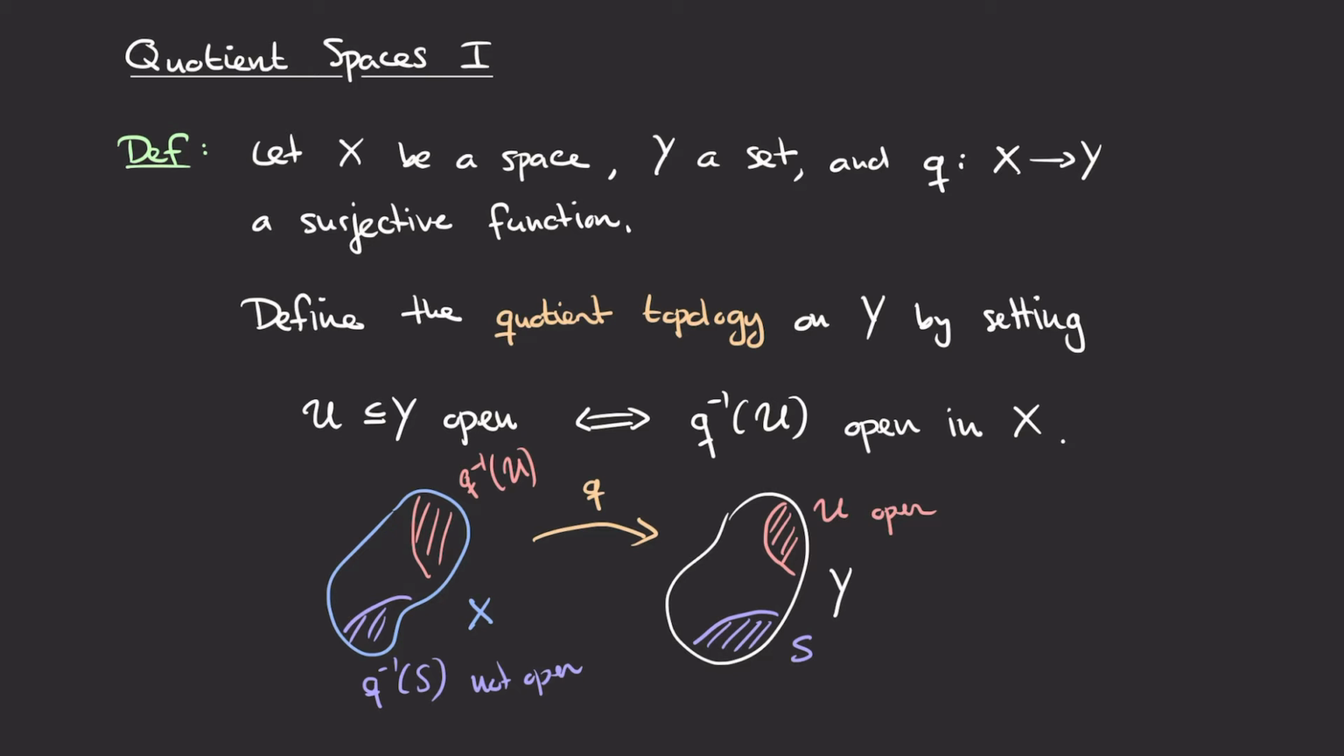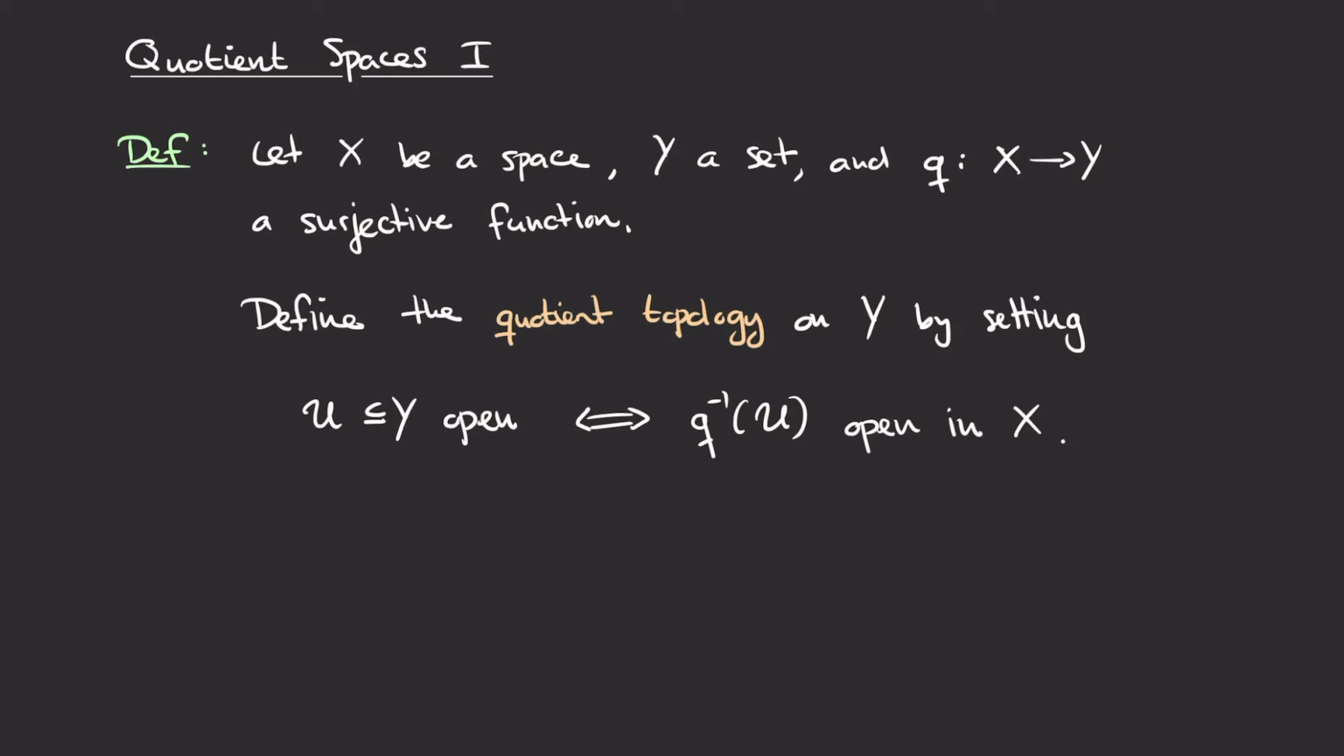Therefore, any topology that we would put on the set Y that makes this function Q a continuous map from the space X to the new space Y with the topology will be included in the quotient topology. And this makes the quotient topology the largest topology we can put on Y such that this map Q is still a continuous function. Okay, so far so good. We've defined what the quotient topology is.